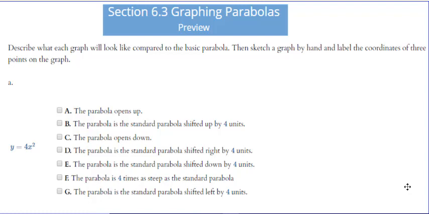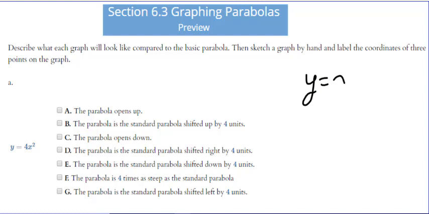Chapter 4, Section 6.3, Part 1 video. In this section, you'll learn about graphing parabolas and looking at transformations and their effect upon the basic y equals x squared of a quadratic.